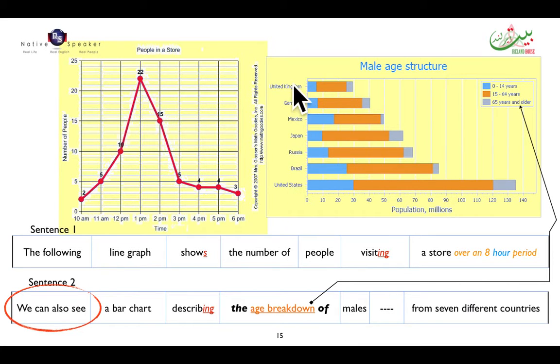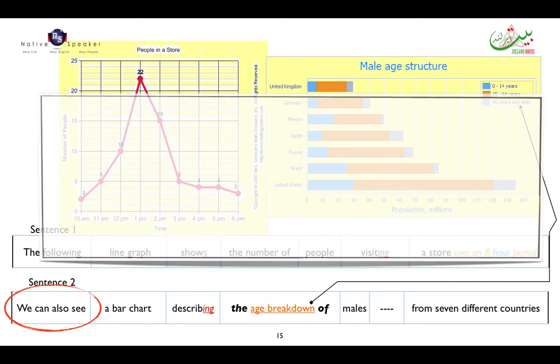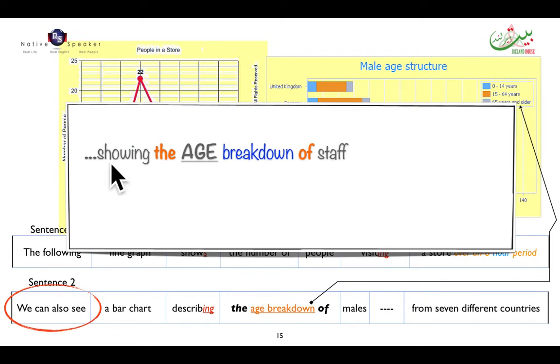So instead of saying United Kingdom, Germany, Mexico, Japan, Russia, Brazil, United States, I don't say that first. I say from 7 different countries. Now this is great. Sentence 1 and sentence 2 are both being used, and we can produce them. When you're showing the age breakdown of something, you're often going to build it like that. You show or describe or detail the age breakdown of something.